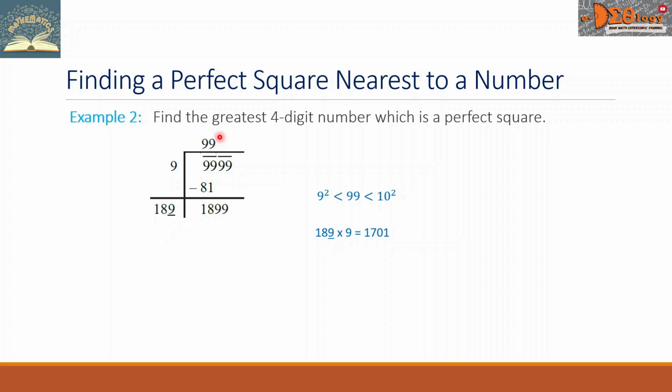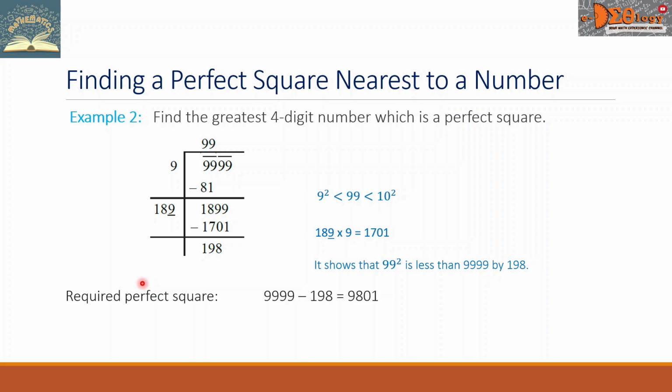Also, we put the same digit on top. Then we subtract 1,899 minus 1,701. And the difference is 198. It shows that 99 square is less than 9,999 by this remainder, 198.